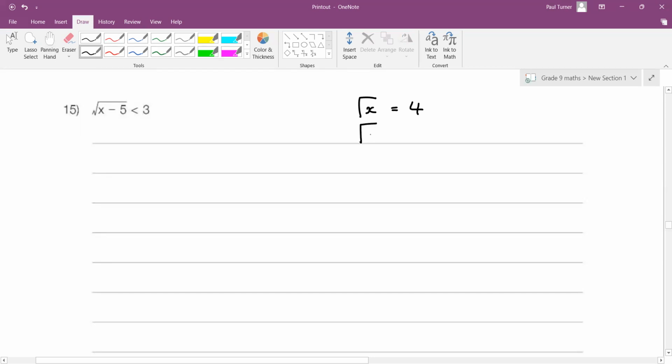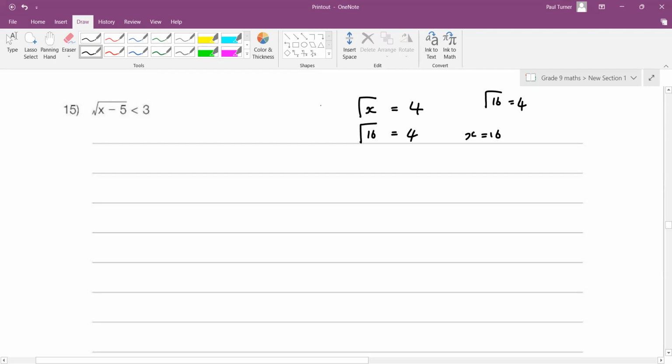Root, what number, square root, what number gives 4? We know that the square root of 16 is 4, isn't it? Okay, root 16 is 4. So this is going to have to be 16. So we know x will be 16.